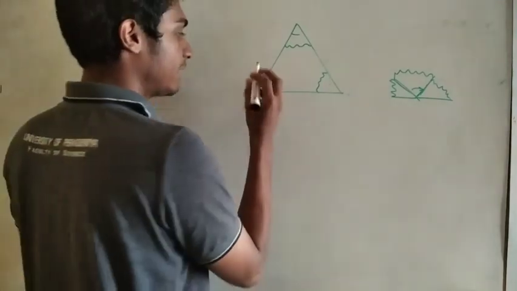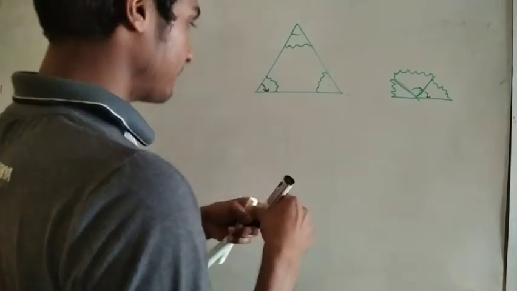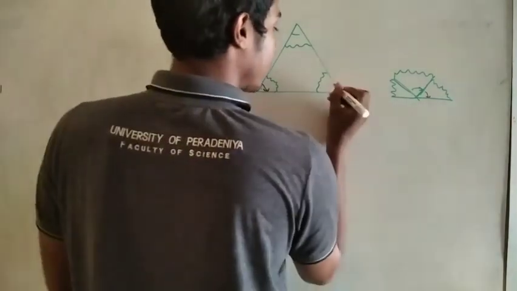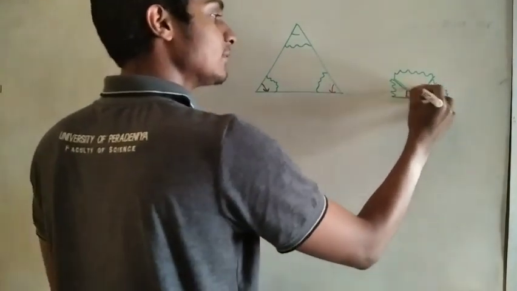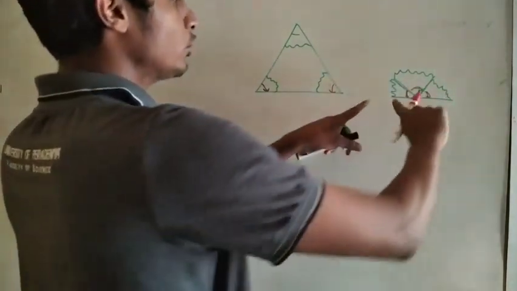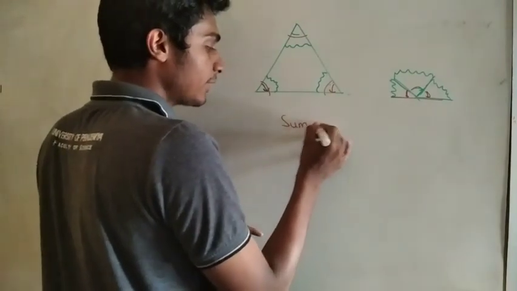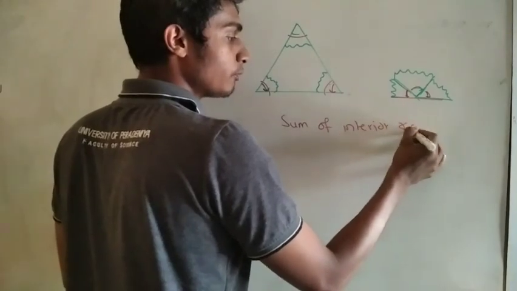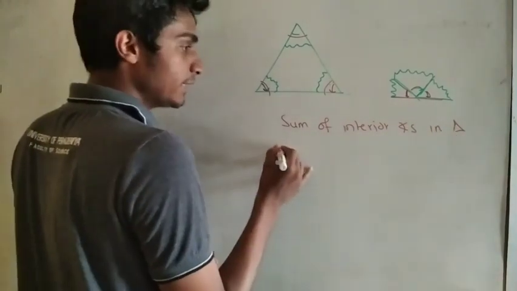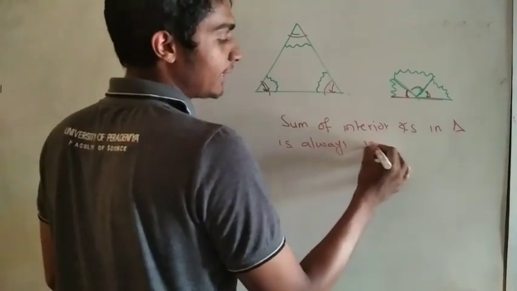Let me mark it in a different color. So this black color is going to be this, and this red color is going to be here. Now if you add all these things, you see a kind of straight line appearing here. So the sum of interior angles in a triangle is always going to make 180 degrees.